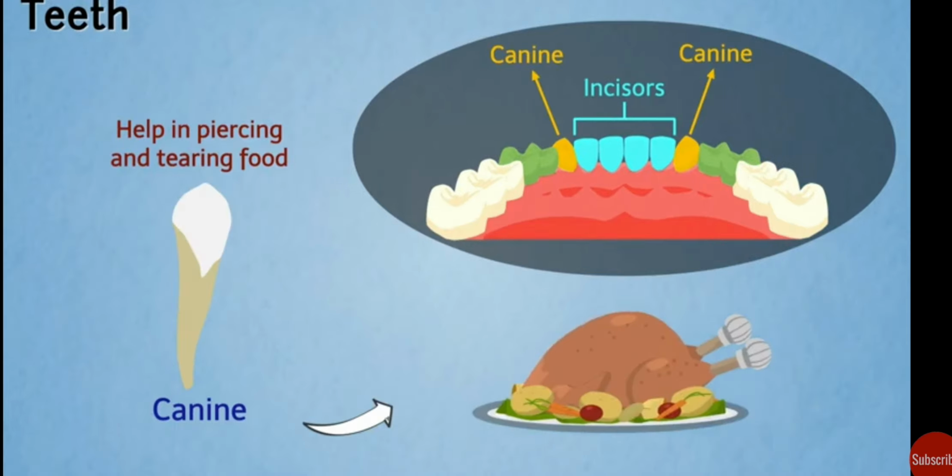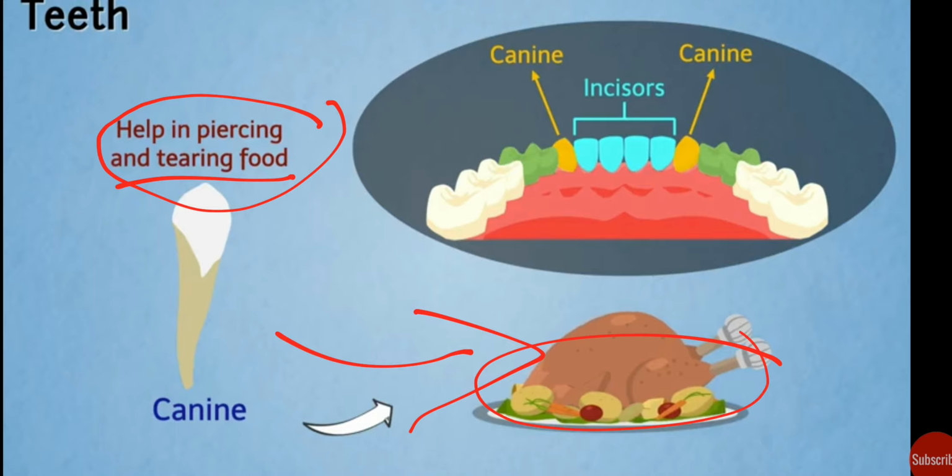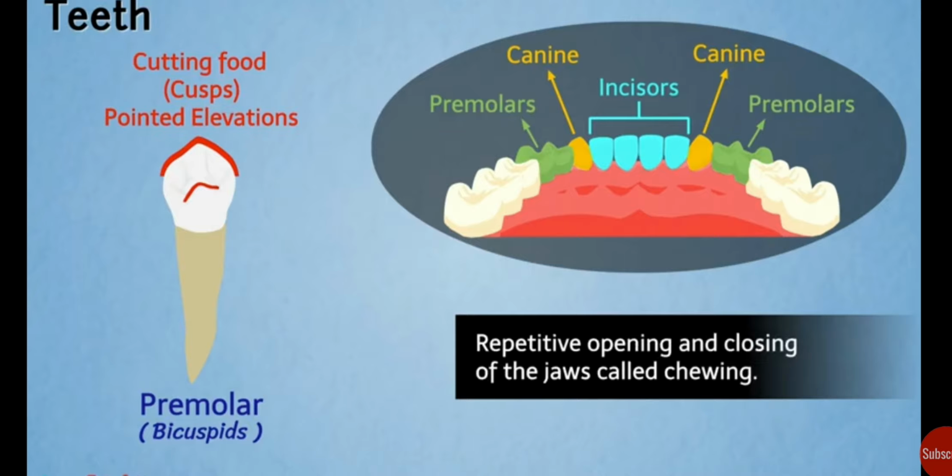And the next is the canine teeth. So the incisor teeth are present between 2 sharp and pointed teeth, which is known as the canine teeth. The canine teeth helps in piercing and tearing of food. For example, if you eat meat, then you will be using your canine teeth. The green color teeth in the picture is known as the premolar teeth. There are total of 4 premolar teeth in each jaw. They have pointed elevations called as cusps.